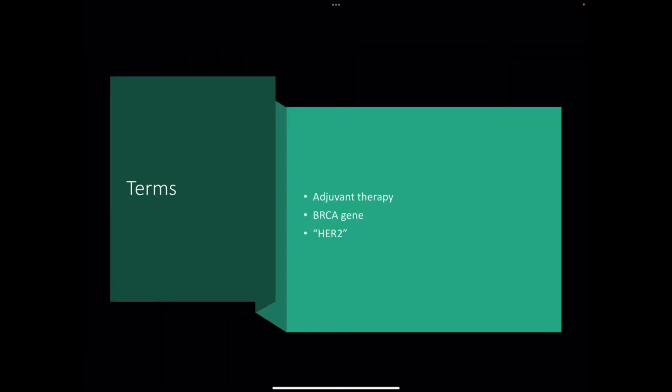Just some terms before we get started. First one is adjuvant therapy. It's additional treatment given to the cancer patient after the main course of treatment. It can be a variation of medication, chemotherapy, or radiation.